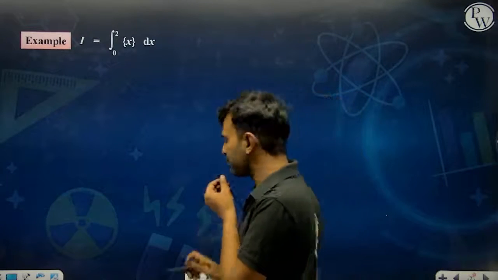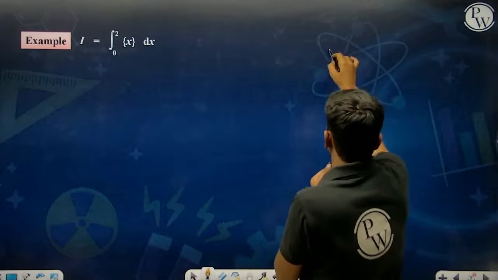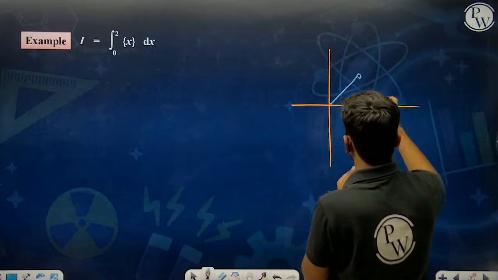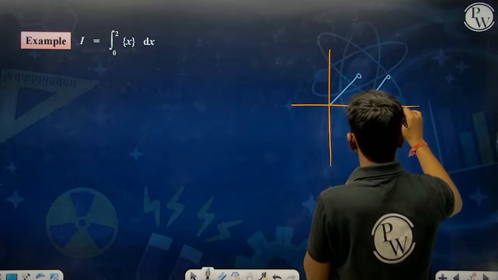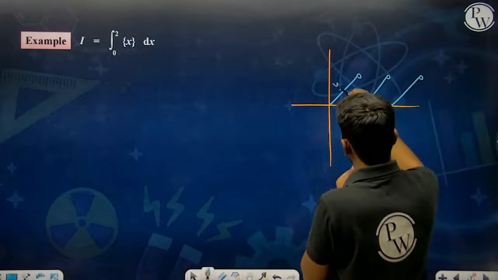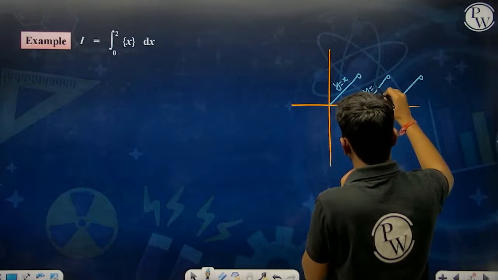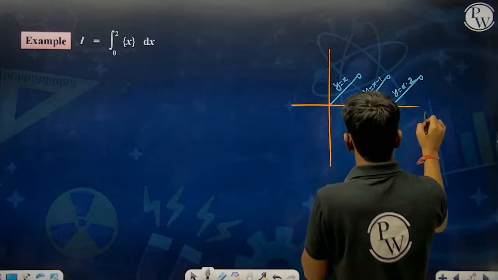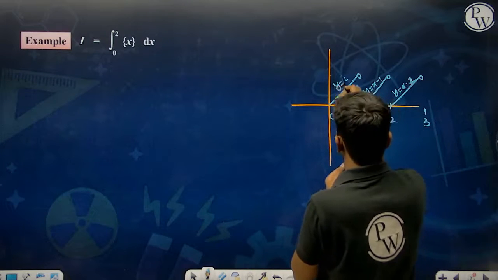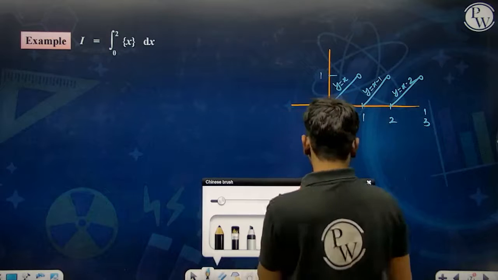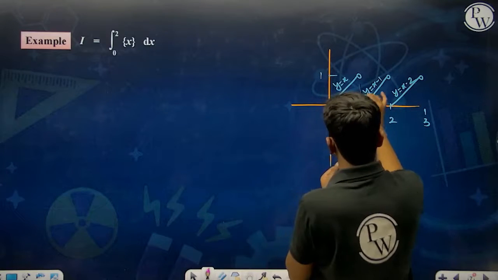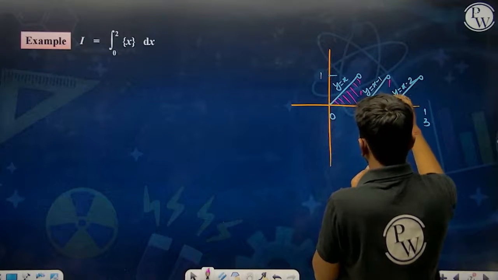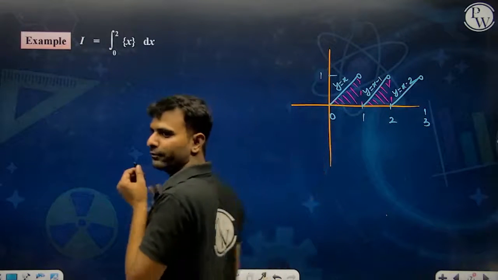Whenever you see fractional part of x, you must know the graph of fractional part of x as well. Let me tell you, the graph of fractional part of x goes like this. This line is y equals x, this line is y equals x minus 1, this line is y equals x minus 2, and so on. This is 1, this is 2, this is 3, this is 0, and these are all 1. Since you have to integrate from 0 to 2, you have to find this area.